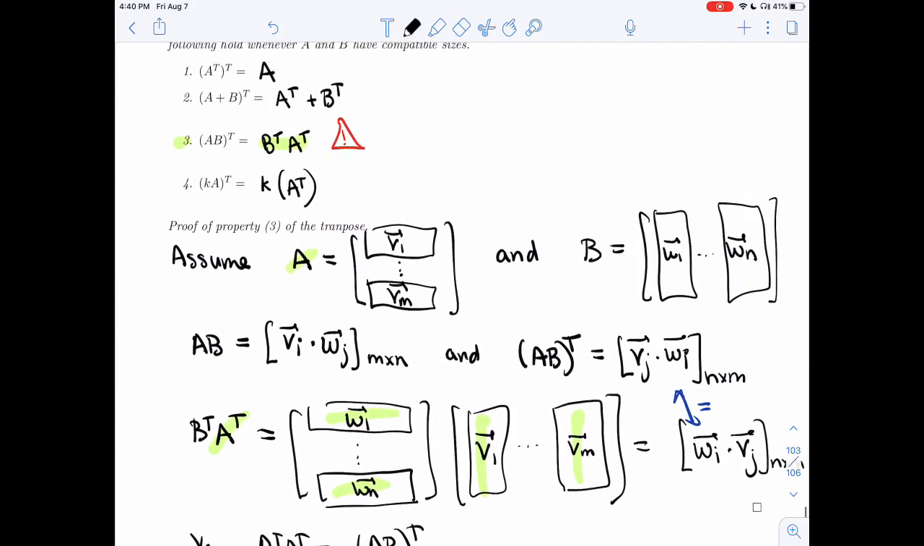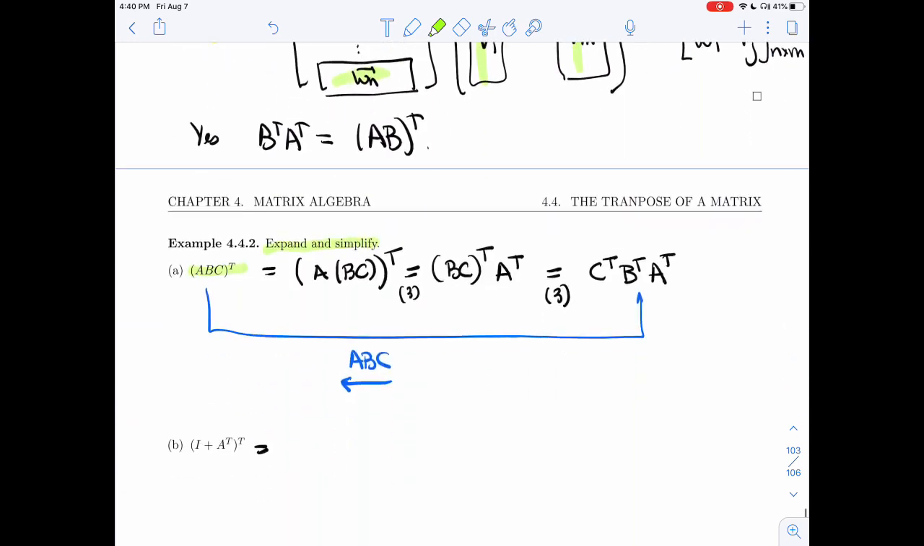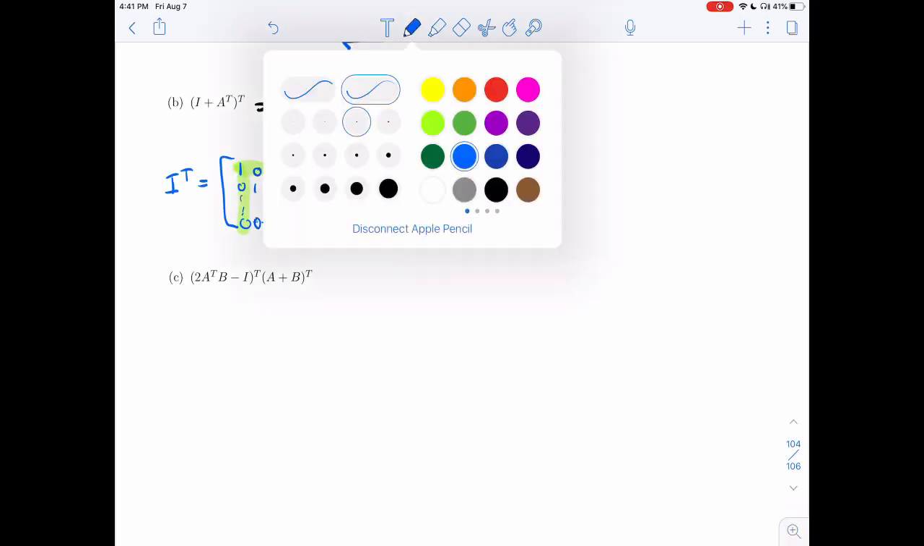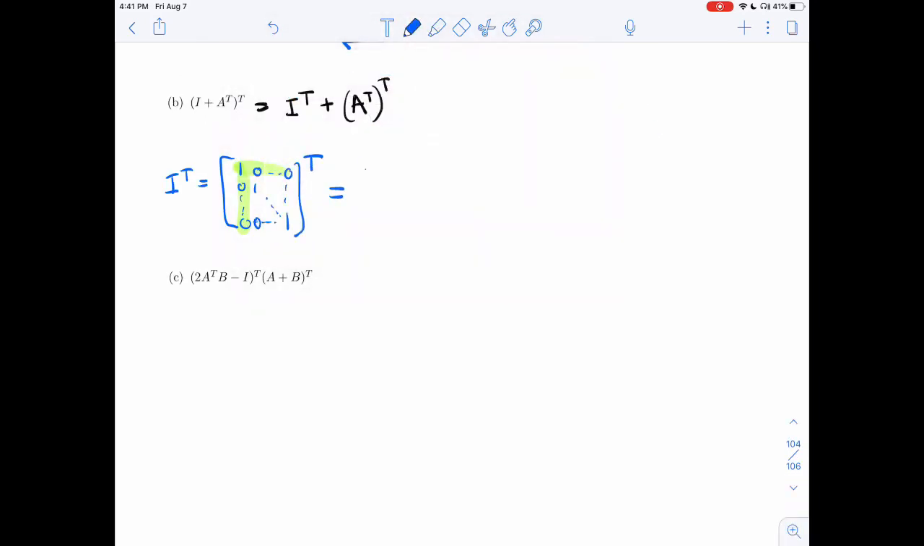If we look at what we know about transpose, I'm going to use property 2 here, that the transpose can come in on a sum. So I'm going to get I^T plus (A^T)^T. Let me take a second to figure out what this I^T is. If you notice, the rows and the columns of I are the same. So when I take the transpose of I, what I'm getting is still this matrix here. Nothing has changed. It doesn't show any sign of being transposed. So this is equal to I again. When we take I^T, we just get I.